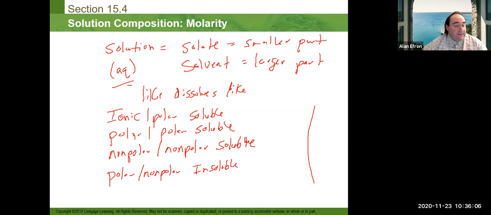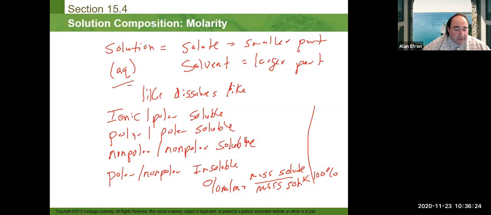We also talked about concentrations. So we saw some percent concentrations, like percent mass to mass, which is our mass of our solute divided by the mass of the solution times 100%. We also saw some other percent concentrations, percent volume to volume, which is basically the volume of the solute over the volume of the solution. We also saw mass to volume percent, which is the mass of the solute over the volume of the solution.